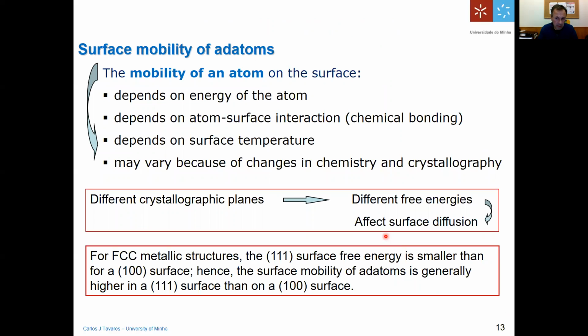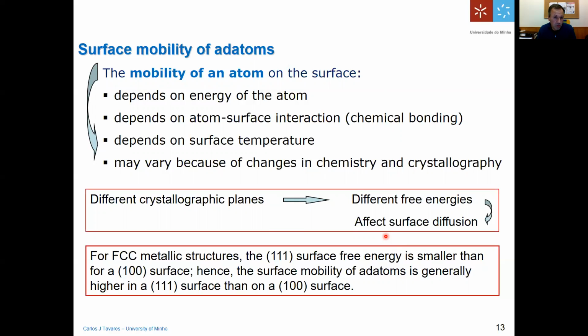So let's look at the mobility of these atoms. The mobility of an atom on the surface depends, of course, on the energy of the atom. The bigger the flux of energy of the atoms, the higher the kinetic energy that these atoms will have on the surface. It depends on the atom-surface interaction. Well, it can be a chemical bonding. Well, it can be, for example, electrostatic interaction. It depends on the surface temperature.